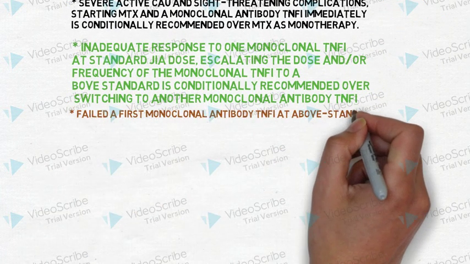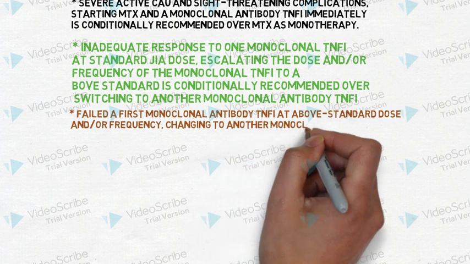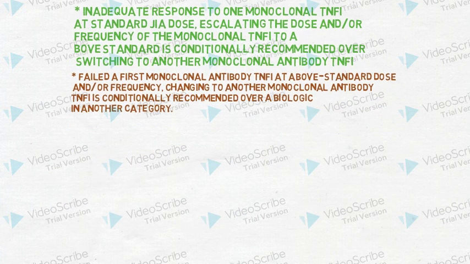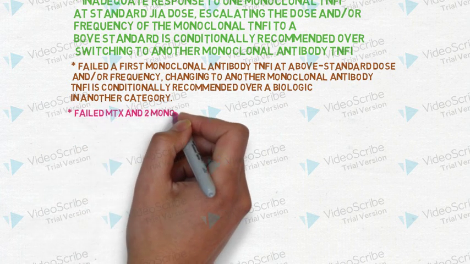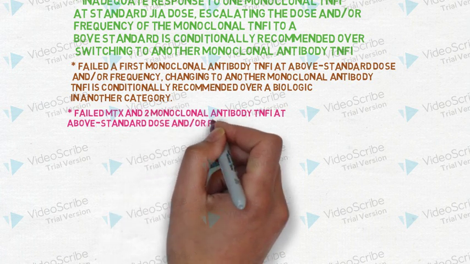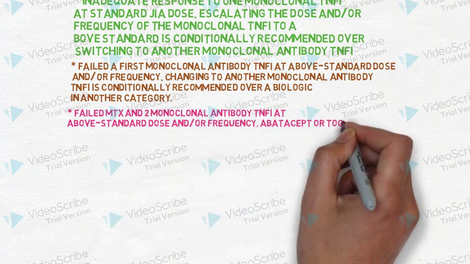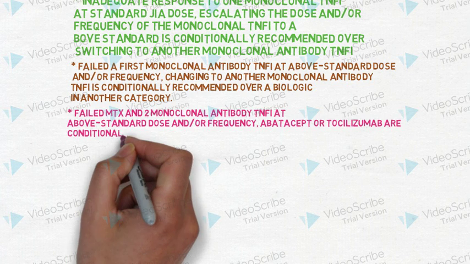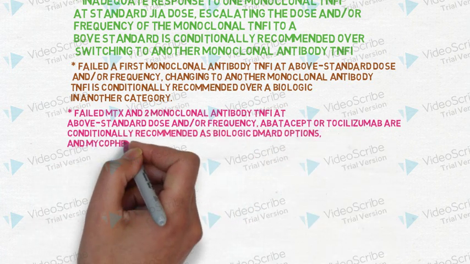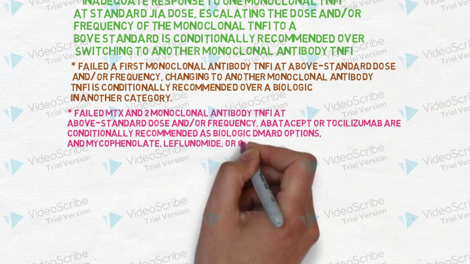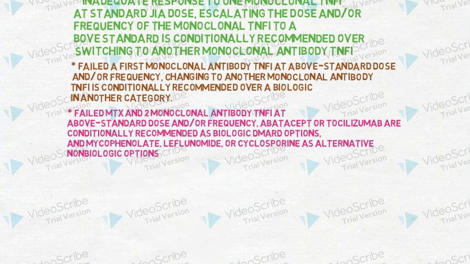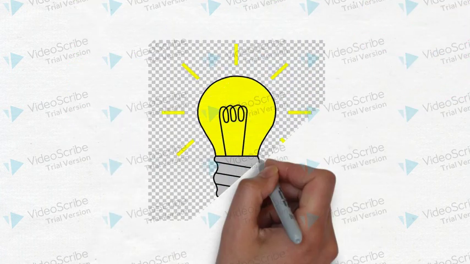If the first monoclonal antibody fails at above standard dose, what do we do? We shift to another TNF inhibitor, which is conditionally recommended over shifting to a biologic of a different category. If methotrexate and two monoclonal antibody TNF inhibitors at above standard dose have failed, we may consider abatacept or tocilizumab as alternative biologic options, or MMF, leflunomide, or cyclosporin as alternative non-biologic options.